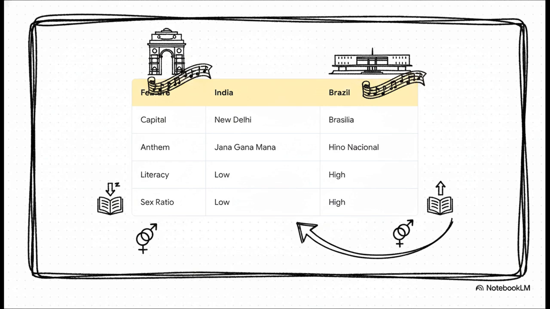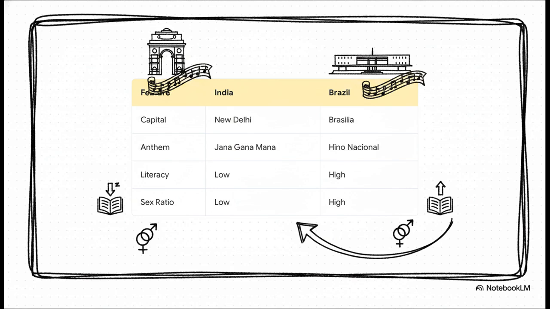This data breakdown neatly contrasts their core identifiers. India is governed from New Delhi to the powerful tune of Jana Gana Mana, while Brazil's capital is Brasilia, singing the Hino Nacional Brasileiro. But the absolutely crucial part to look at is the societal metrics at the bottom.